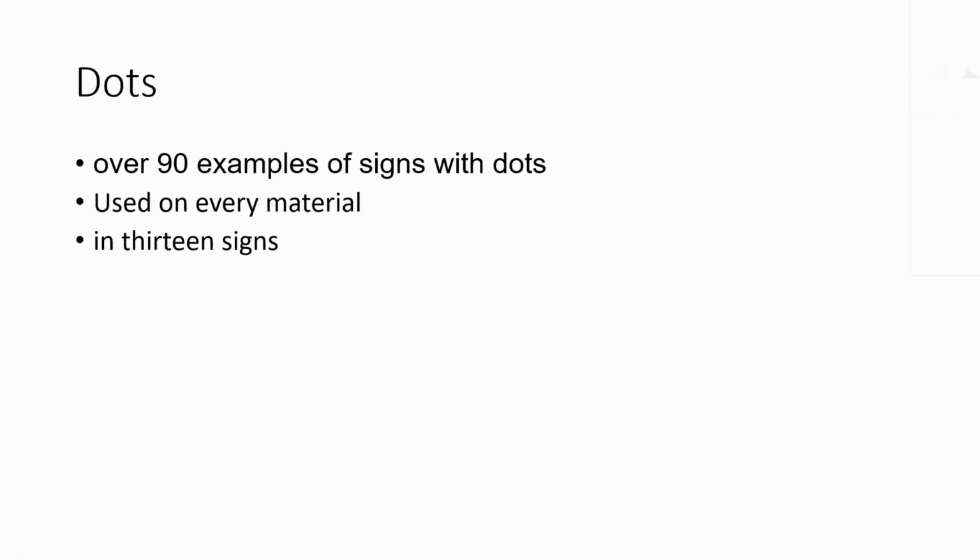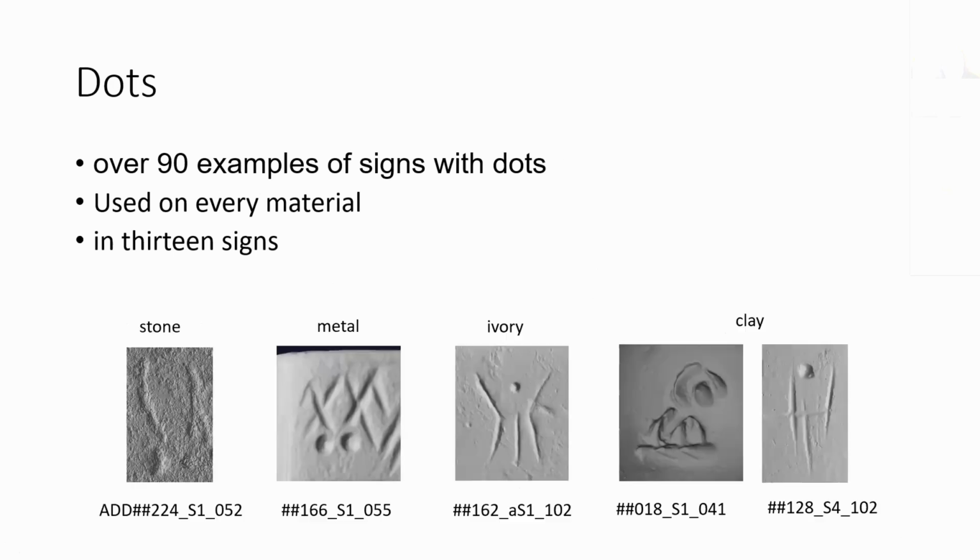Then we move on to dots. Dots, we have more than 90 examples. And it's also used on every material, even though you would think that maybe it's primarily used in clay, just because it's easier, just turn the stylus around and dip it in. But we can see it in stone. This is also the example that I mentioned before of a curved line on stone, on metal, ivory, and also on hard clay. And it is used in the context of 13 signs.